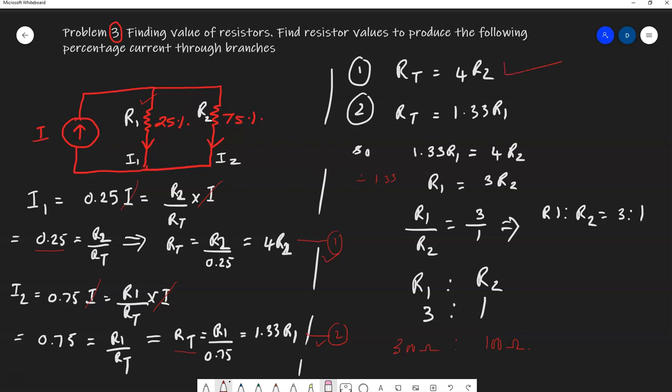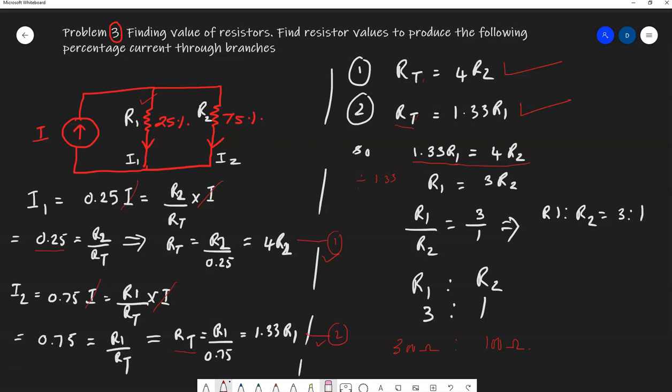I've written those equations here again. The first equation is RT is equal to 4 times R2, and the second equation is RT is equal to 1.33 times R1. Because we have RT on both equations, I can just equate 1.33 R1 is equal to 4 R2. So here we are going to start applying the ratios and expressions-to-ratio concept.